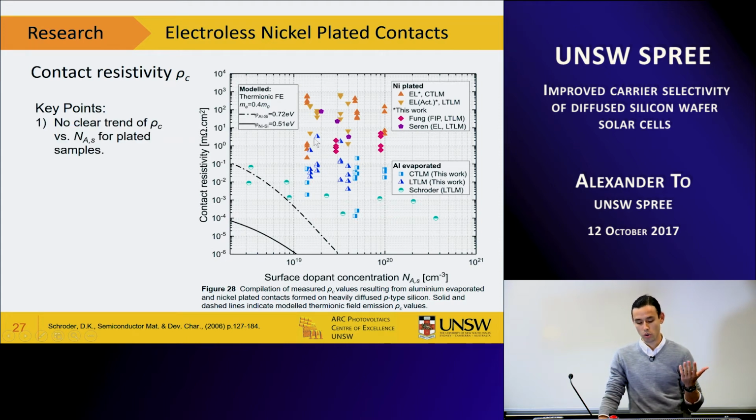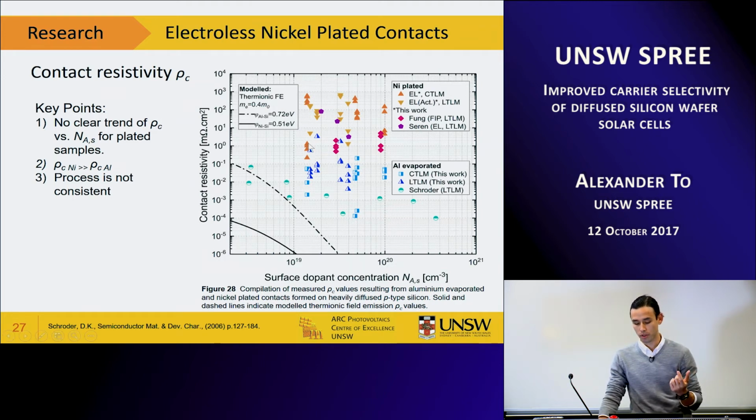There was really no key trend that I found, at least in my work, for contact resistivity and surface doping concentration. You'd expect things to drop off with increased surface doping concentration. I think that's simply because I'm so far out of the range that it doesn't model that ideal process, so I'm not even sensitive to it yet. Generally speaking, the nickel contacts were more resistive than the aluminium contacts. And I really struggled with process inconsistencies.